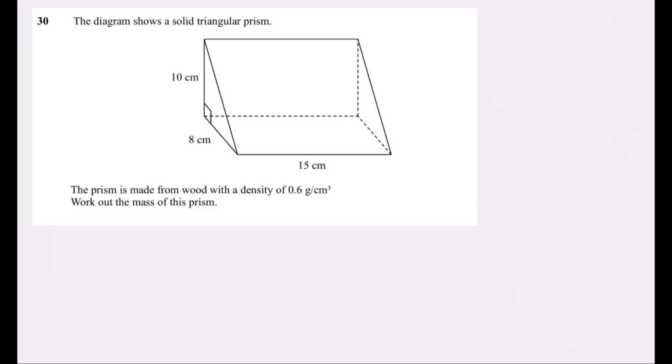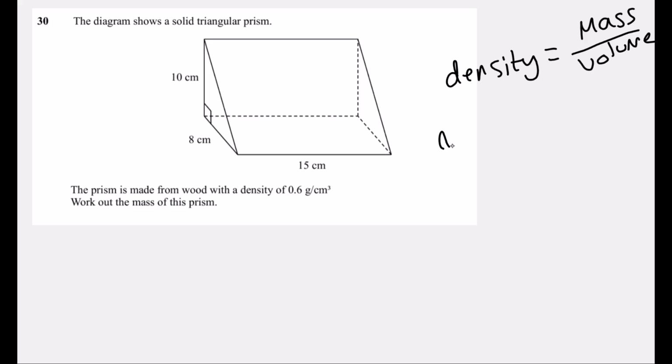And question 30. The diagram shows a solid triangular prism. The prism is made from wood, density 0.6 grams per centimeter cubed. Work out the mass. So density is equal to mass over volume. We're working out the mass, so times by volume. So we want mass, and it's going to be density times volume. So we know density, we just need to work out the volume.